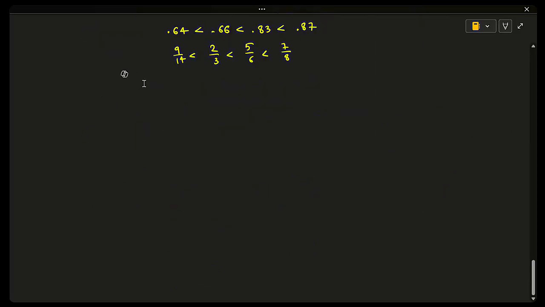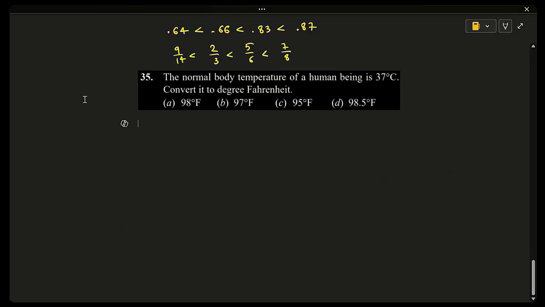35th question. The normal body temperature of a human being is 37 degrees Celsius. Convert it into Fahrenheit. So remember the conversion, that is C by 5 is equal to F minus 32 by 9. This way we can convert from either centigrade to Fahrenheit or Fahrenheit to centigrade. They gave 37 degrees Celsius. In place of C, use 37. That is 37 by 5 is equal to F minus 32 by 9. From this equation, try to find the value of F.